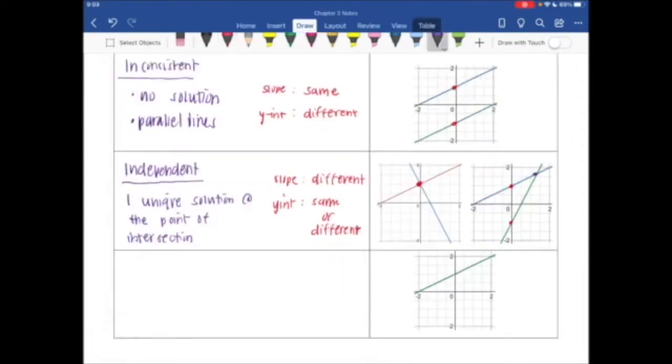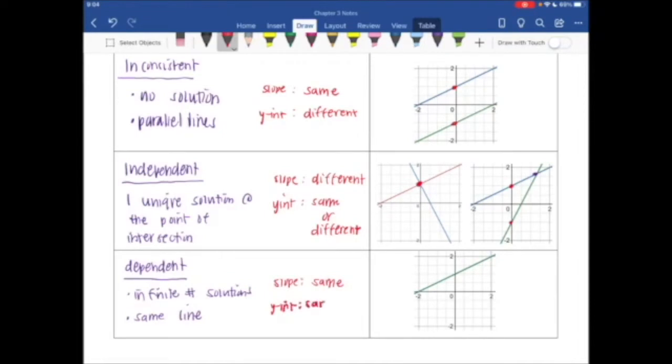The last type of solution is what we call a dependent solution. In dependent solutions, there is an infinite number of solutions. Looking at the graph on the right, we can see why. This one only has one line drawn. That's because the equations are all actually the same line. Therefore, the slope has to be the same, and the y-intercept also has to be the same.